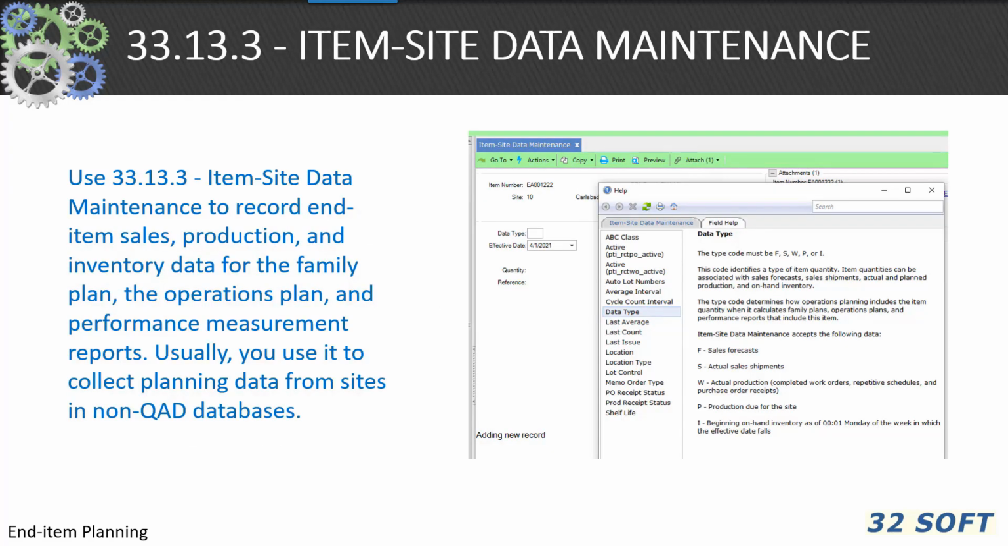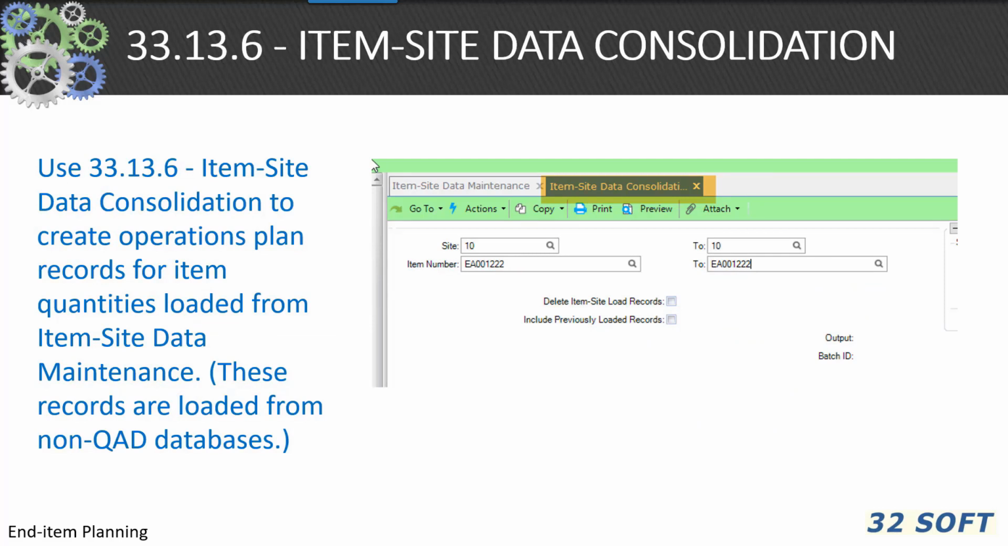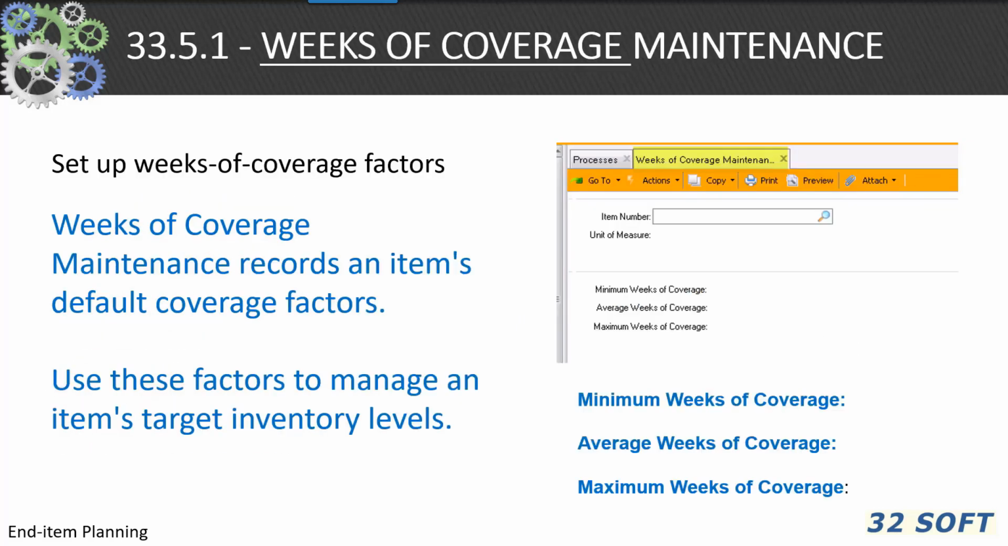The 33.13.3 item site maintenance. We use this to record end item sales, production, and inventory for the family plan operations and performance measurements. Usually you use this to collect planning data from sites in non-inventory or non-QAD databases. Then once you've got that information in the item site maintenance, you can do the item site consolidation. The 33.13.6 creates operation plan records for those quantities that were loaded in the item site data maintenance. And these are usually, again, used to record non-QAD databases.